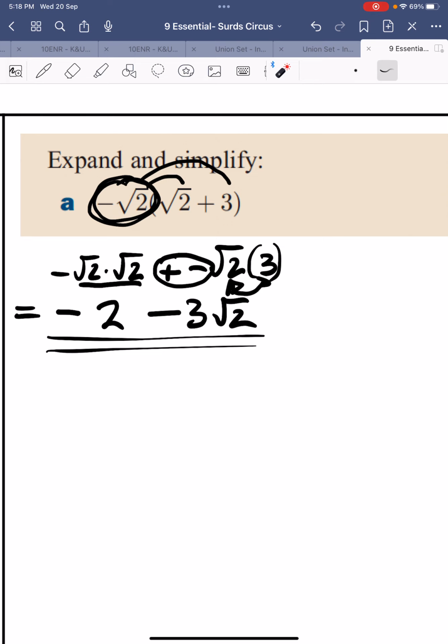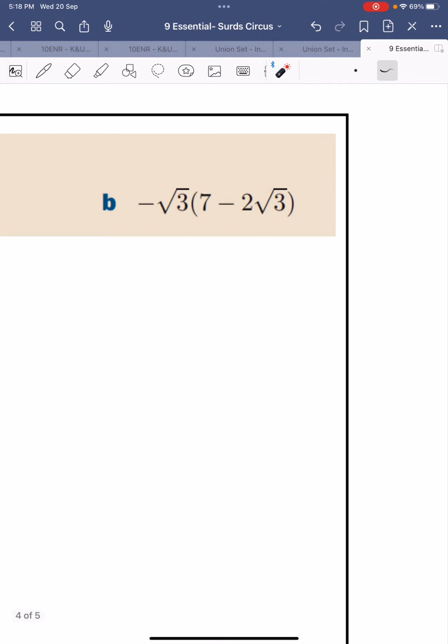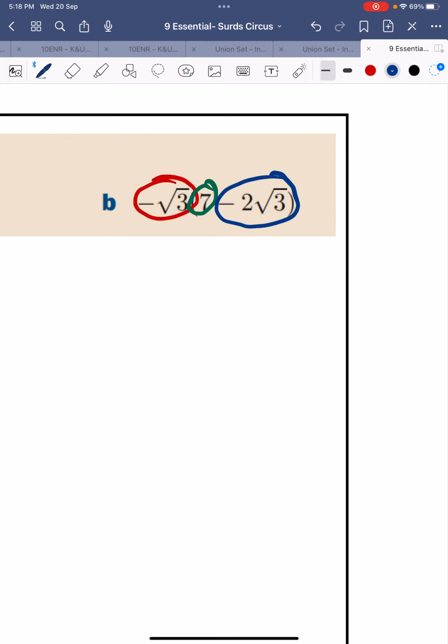And let's do the final one now for this first video. Go back here, maybe a little red. So I'm seeing a negative root 3 here. I'm seeing a positive 7. And I'm seeing a negative 2 root 3. So let's go again then. Root 3 times the 7. But remember it's a negative. So negative root 3 times by the 7. And then I've got a negative root 3 times a negative 2 root 3.